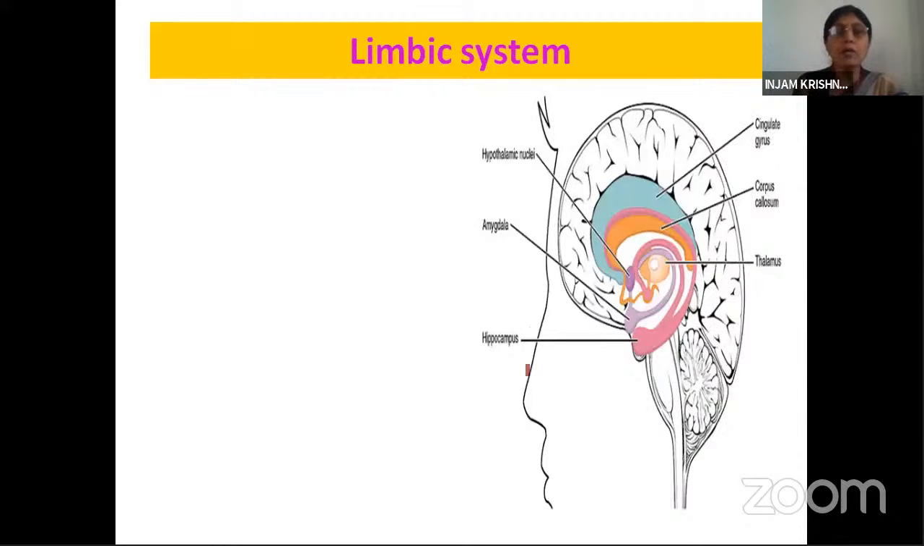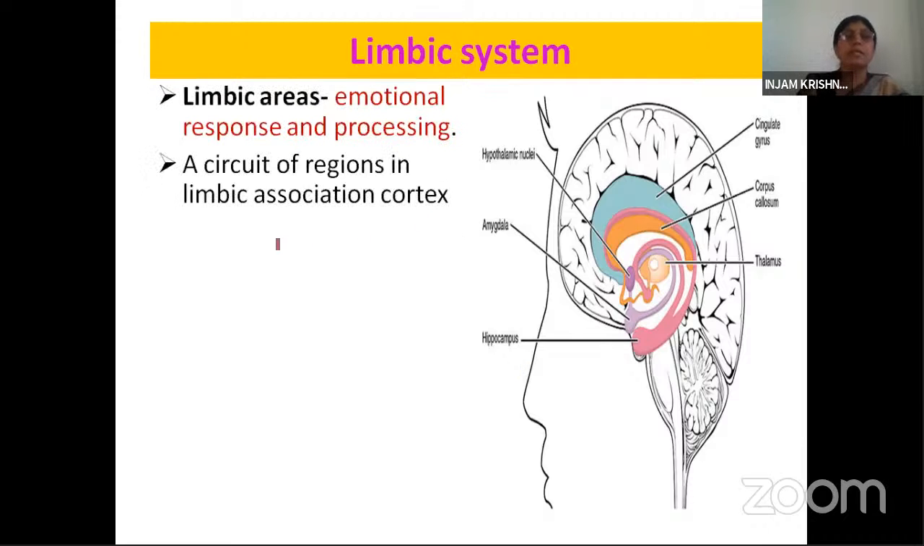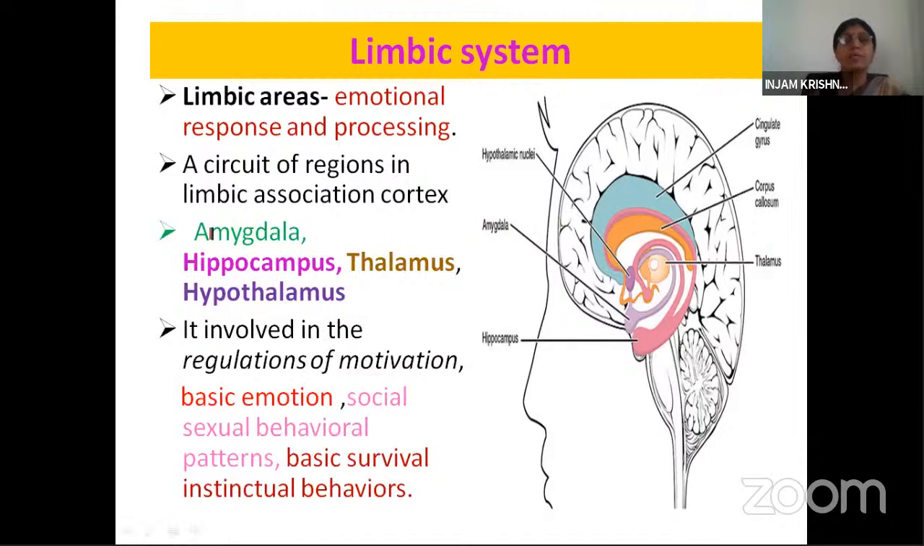Next, so far we have completed the forebrain and its parts and functions. Now we are going to enter into another part, that is the limbic system. What is the limbic system? Limbic areas handle emotional response and processing, that is the function. A circuit region in the limbic association cortex is called the limbic system. Circuit region. The parts which are involved to form the circuit in that particular region are the amygdala, hippocampus, thalamus, and hypothalamus. These four parts together form the circuit region.